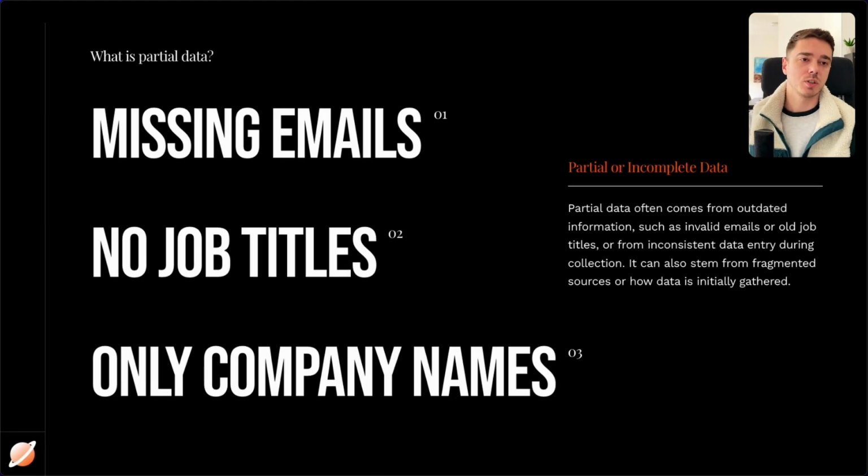So what is partial data? Usually it comes, in most cases, in these three forms. People are either missing emails, or they might be missing phone numbers. Most of the time, from what I notice working with these incomplete data sets, people don't have job titles. And another common one is when we get approached with some kind of data set that only has company names, and from there, you're supposed to build your entire list.